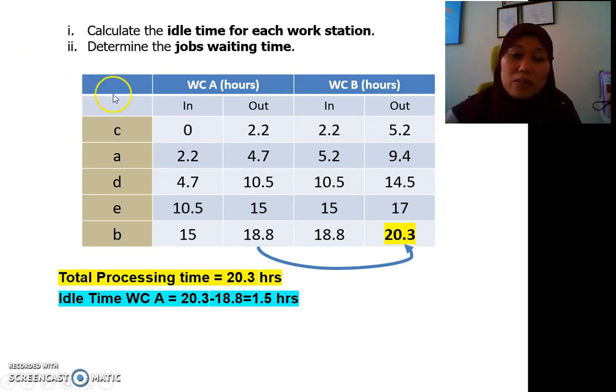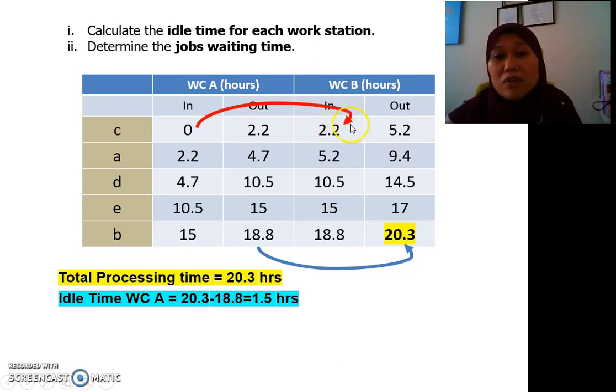Okay, that's quite easy for workstation A, and workstation B is a bit tricky here. What you have to do first is confirm the idle time for workstation B, because the first job, C, is in workstation A. So workstation B has to wait. Wait how long? It's going to be 2.2 hours here. And then be careful, we check: is there any idle time here? No. When it's finished at 5.2, then another job comes in.